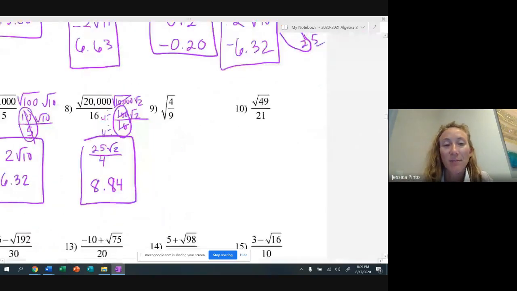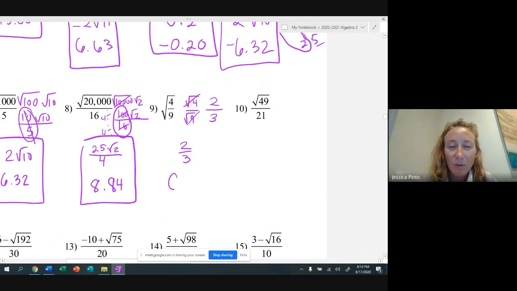9 and 10 are so fun because look at this. 4 and 9, square root of 4, square root of 9. I can use that rule from the beginning, and you know the square root of 4. It's 2. You know the square root of 9. It's 3. So 2/3 is our simplified answer, but remember that's not the decimal. I know that it's 0.6 repeating, but I think because they said hundredths, I'm going to just go 0.67. It's been rounded now to the hundredths place.